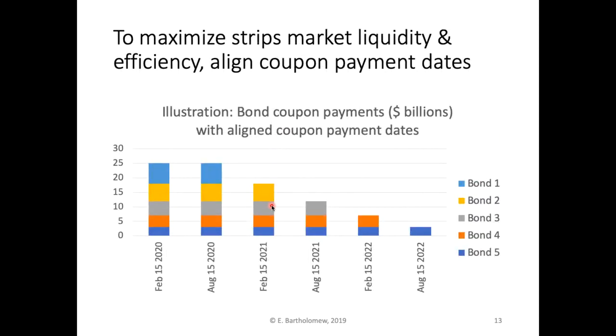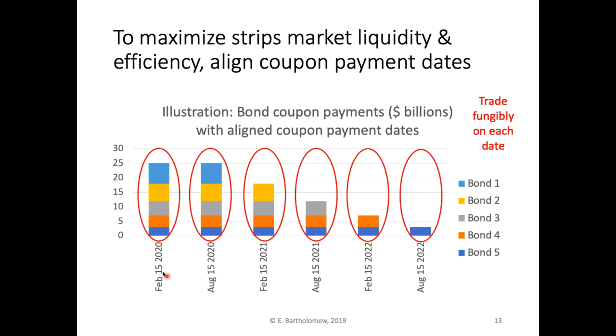So to maximize the benefit of the stripping and maximize liquidity, it's important that the sponsor of the program, the government, that would be issuing the bonds and allowing them to be stripped, would align the coupon payment dates. And so what that would mean is, as there are several bonds, in this case we have 5 bonds, with coupon payments on the same date, these can all be fungible with one another, and therefore they can trade fungibly rather than as separate instruments, reducing the market efficiency.